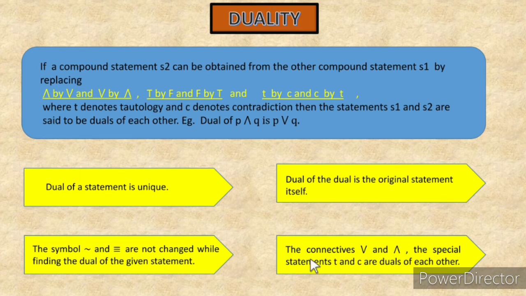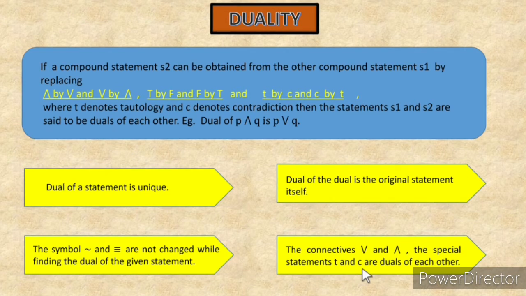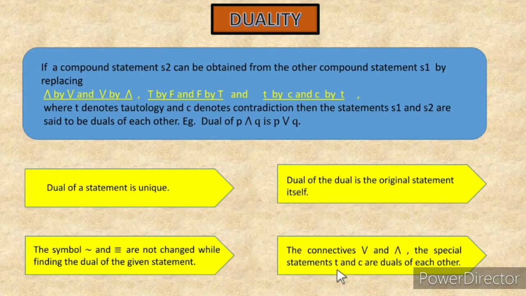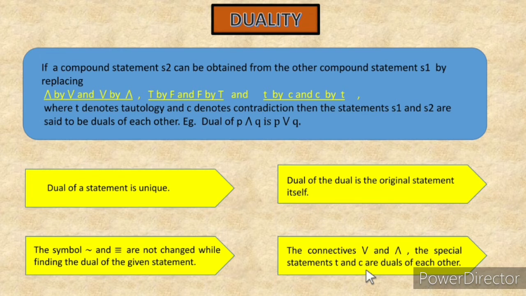The last point is that the connectives 'and' and 'or', and the special statements t and c, that is tautology and contradiction, are duals of each other. That means if there is tautology, you have to replace it by contradiction, or if there is contradiction, you have to replace it by tautology. The tautology is denoted by small t and contradiction by small c. So, only these points you have to keep in mind, otherwise the topic is very simple. Let us start with exercise 1.7.